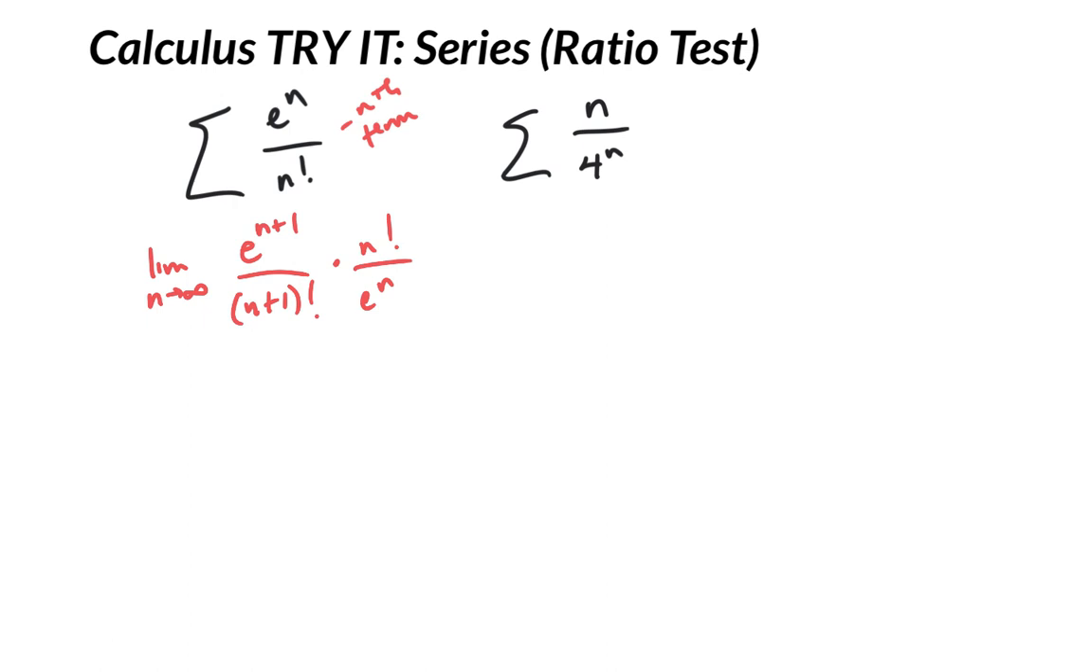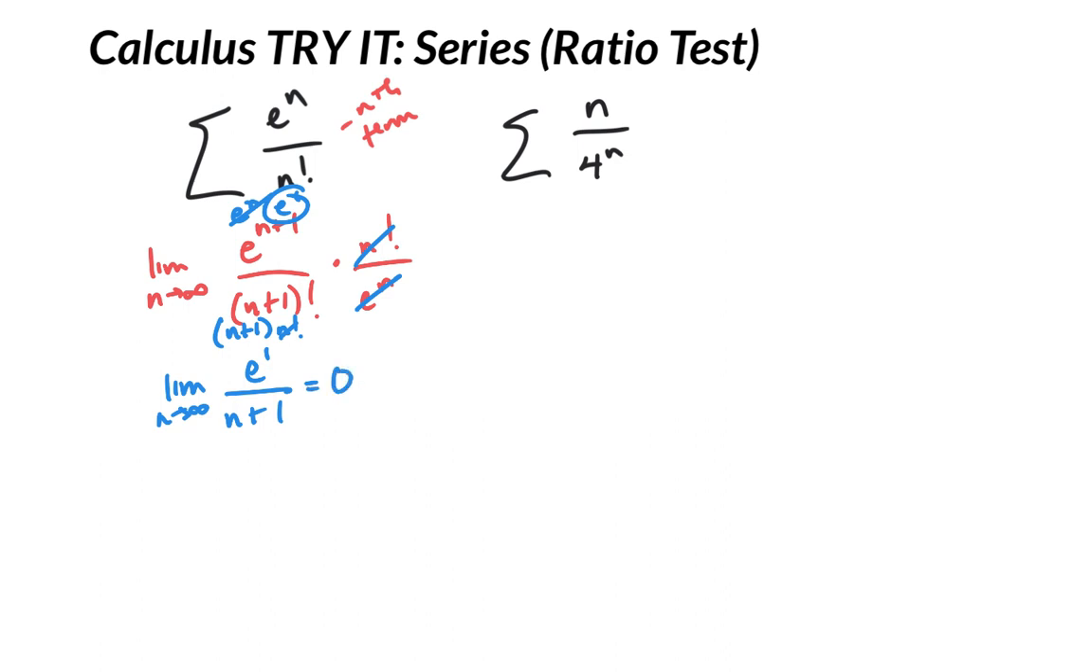I like to do a little bit of algebra. I like to say, well, e to the n plus 1, that's the same as e to the n times e to the first. So then the e to the n's divide out and just leave me with e to the first in the numerator. N plus 1 factorial is the same as n plus 1 times n factorial, all the numbers below it. So those divide out and leave me with just an n plus 1 in the denominator. I take the limit as n goes to infinity. And of course, e is a number, so I've got a number on top and n plus 1 on the bottom. This is going to 0.